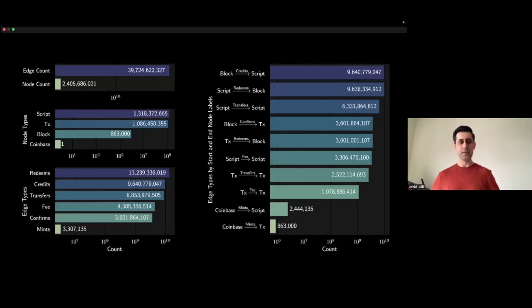Yes, absolutely. That's a great question. Block nodes represent blocks. So for each block on the blockchain, we create a block node. We are not doing any downsampling or deciding on dropping or including any blocks. The cutoff point in this graph dataset was 863,000, and that's why you have that many blocks. They're connected to every transaction and every script that is involved in that block.